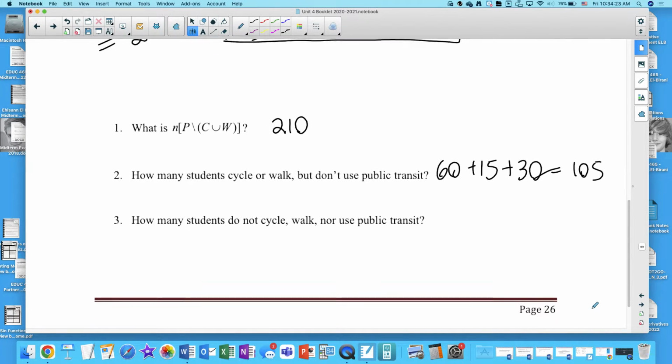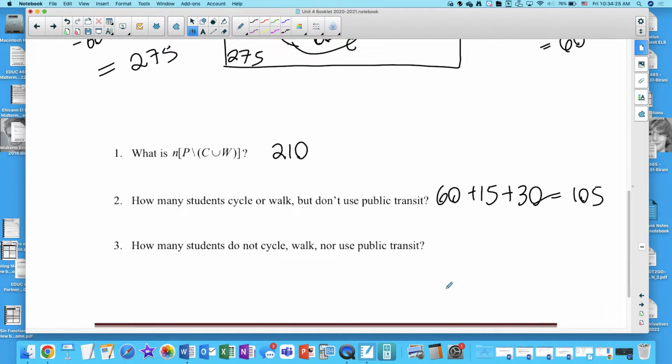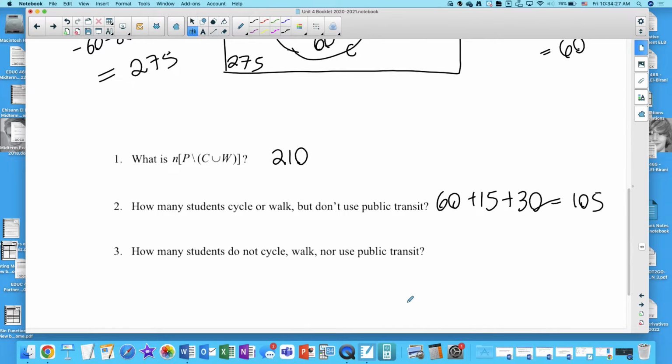Okay. How many students do not cycle, walk, nor use public transit? 275, that's right.